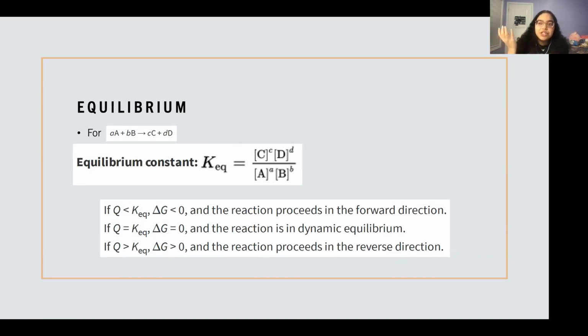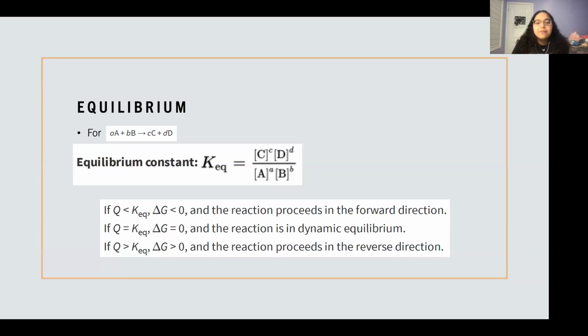If you have the concentrations and you already know what's at equilibrium, then solving that equation will give you KEQ, like the equilibrium constant. But if you just have the concentration, you're not sure if you're at equilibrium, then you're getting Q when you solve this. You're getting the reaction quotient.